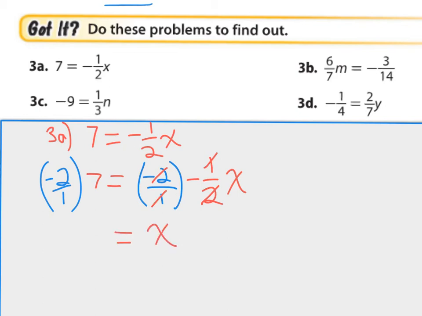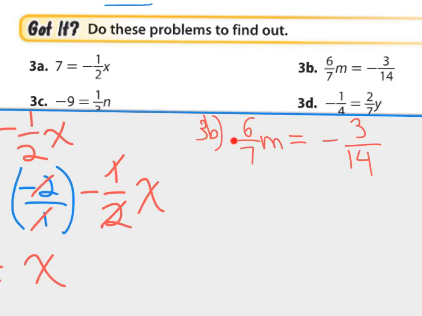And on this side, I have 7 times 2. Now this 7 can be turned into a fraction simply by putting it over 1, right? All numbers are over 1. So we cross-reference, there's no cross-referencing, so because both denominators are 1, I can simply multiply straight across the top, and I have -2 times 7 equals -14, as I had predicted. Okay, let's try 3b.